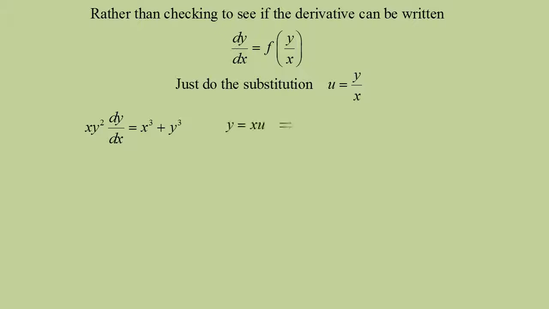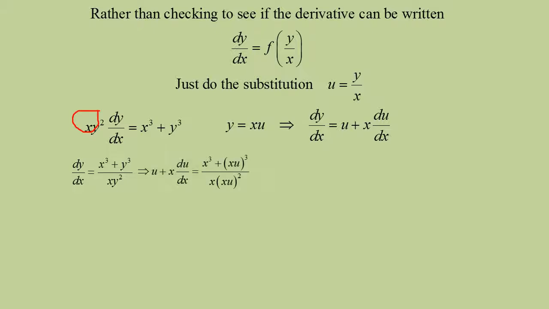Now again, the substitution u equals y over x would be the same as y equals x times u, or dy dx equals, by the product rule, u plus x du dx. So let's substitute all of this and see what we end up with. Well, we'll do a little solving first. So here I've divided both sides by x y squared, and then we're going to substitute.